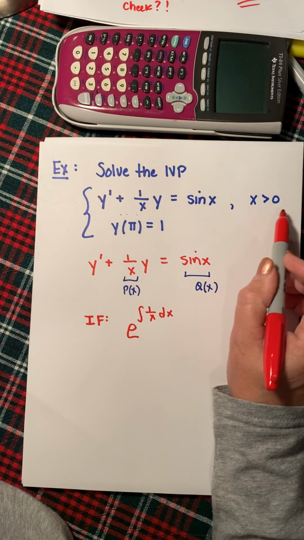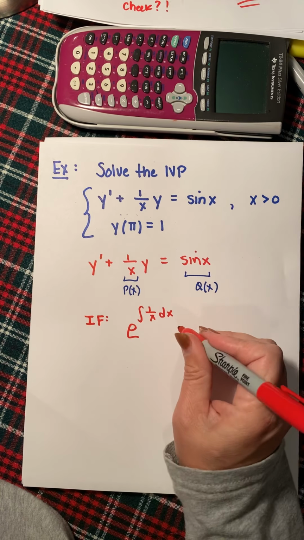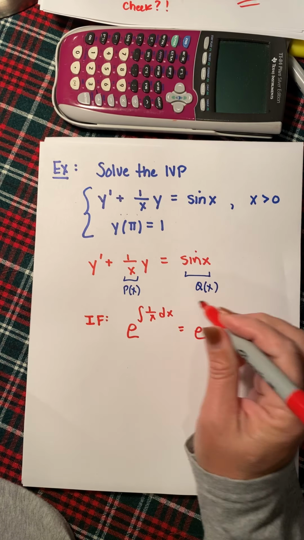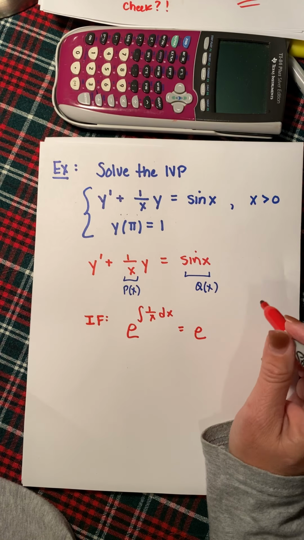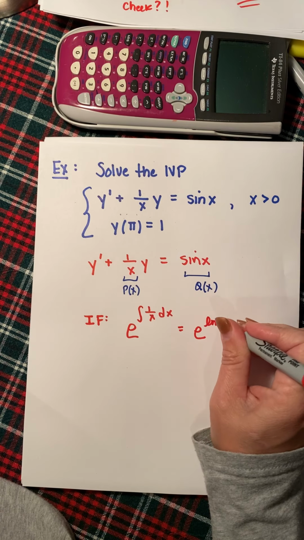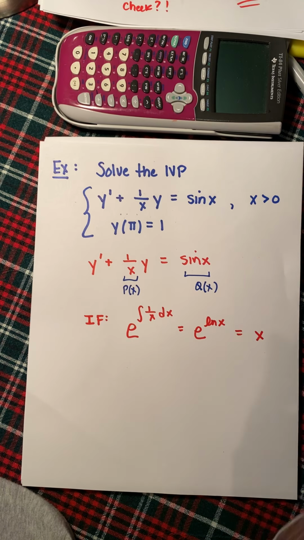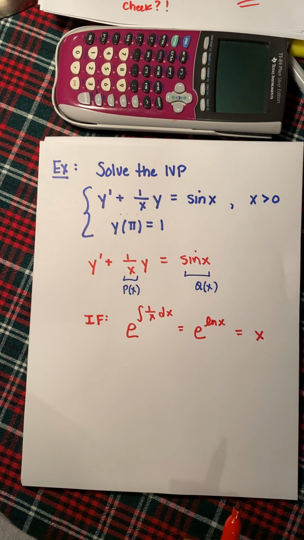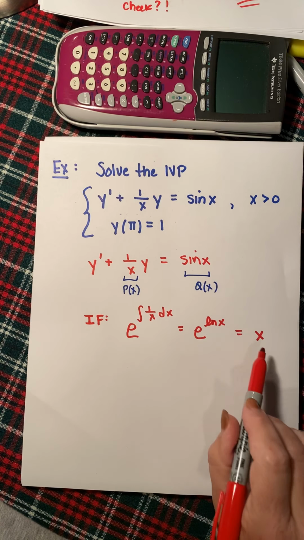Again, keep this in mind. These conditions are important because the antiderivative of 1 over x is the natural log of the absolute value of x, but because we're only working for x greater than 0, we can go with just the natural log of x, and e to the natural log of x simplifies nicely down to x. So my integrating factor is just simply the function x.